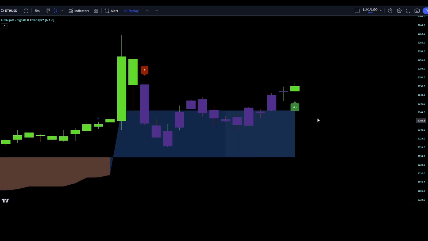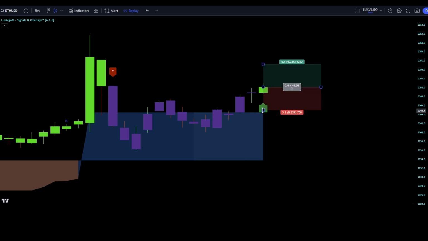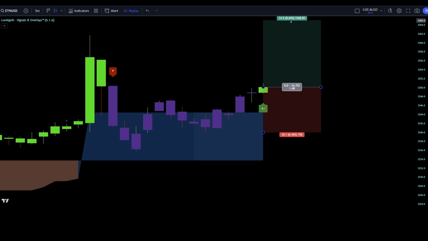Let me show you another example for a valid long entry signal. So let's check 3 easy steps. Blue colored Neo Cloud, strong buy signal, green colored candle, stop loss at the recent low, and we are targeting a 1 to 1.5 risk-reward ratio.